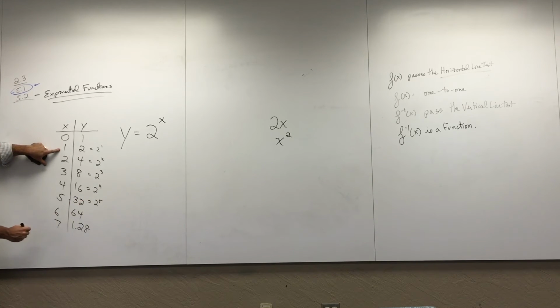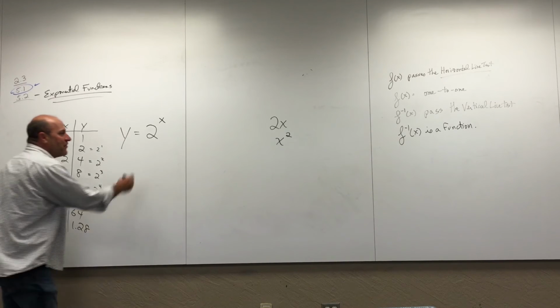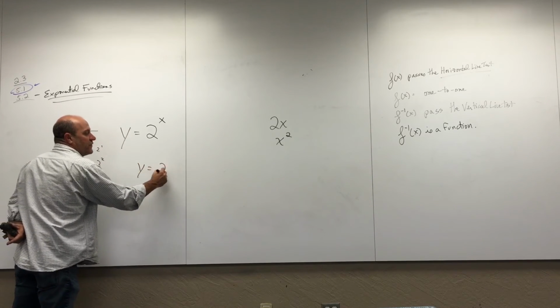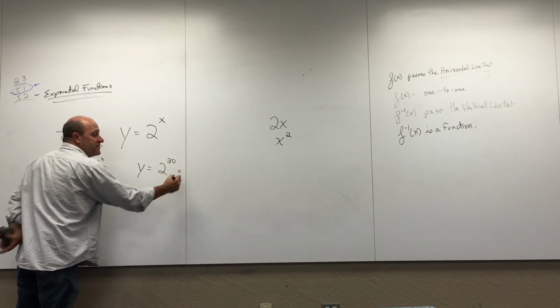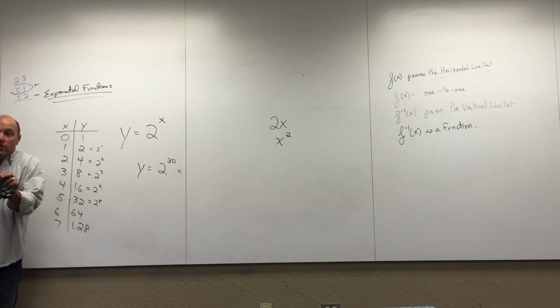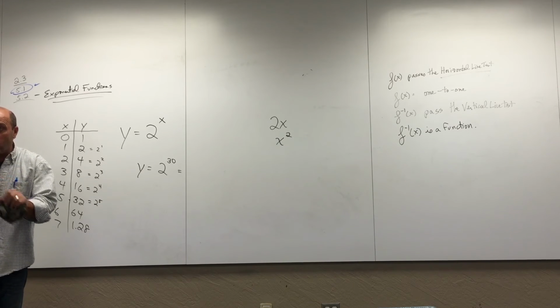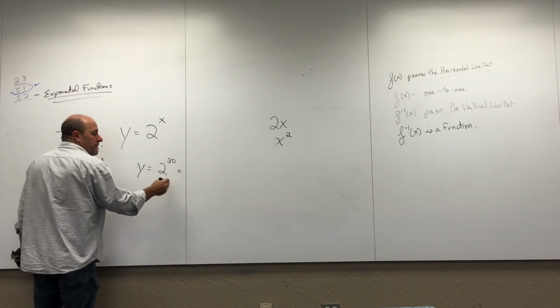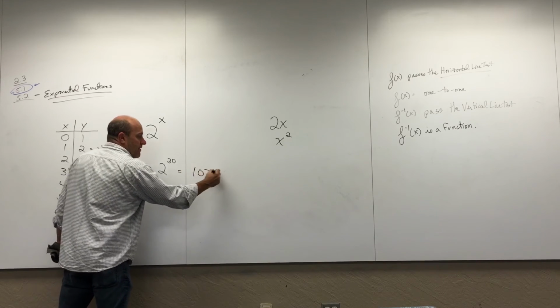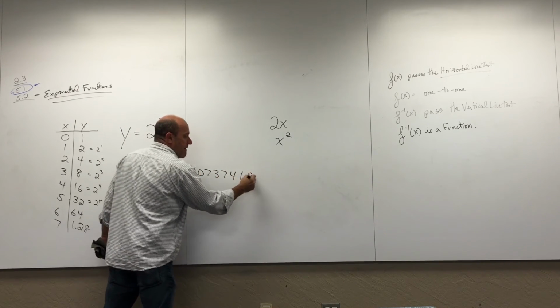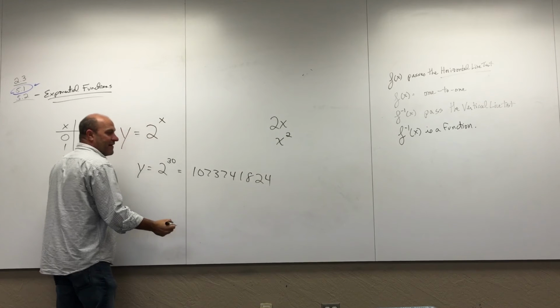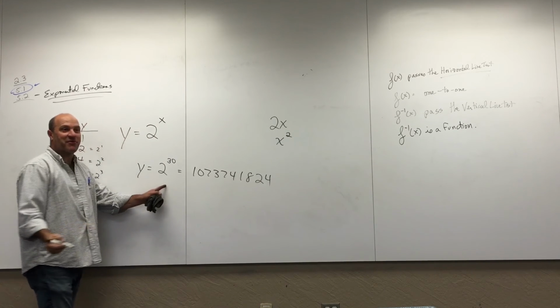You ready? Hey, I wonder what would have happened if I would have had 30 students in class. What would student number 30 have to pay me? 2 to the 30th. Can you guys please do that? You got a calculator? You're going to need a calculator in this chapter, and you're going to need to learn how to use your exponent button. 10, 7, 3, 7, 4, 1, 8, 2, 4. There you go. This is what student number 30 has to pay me?